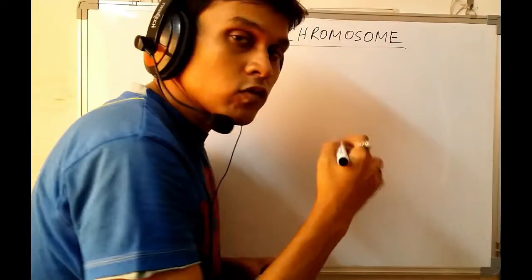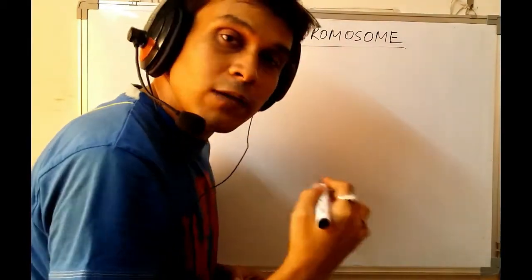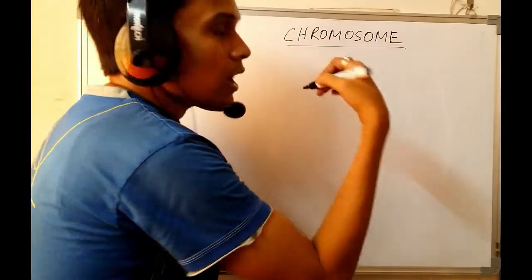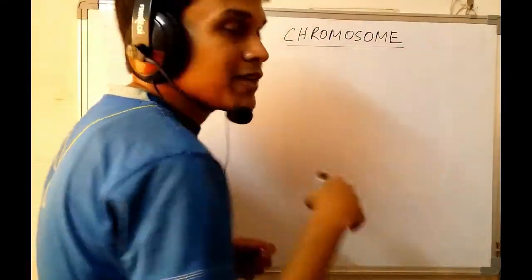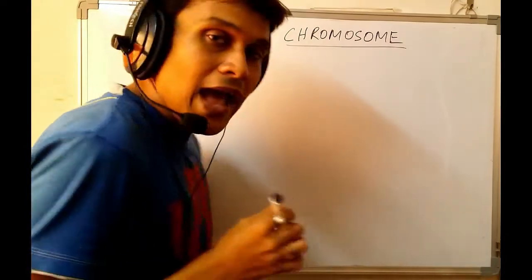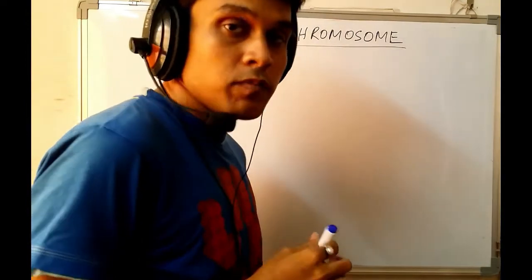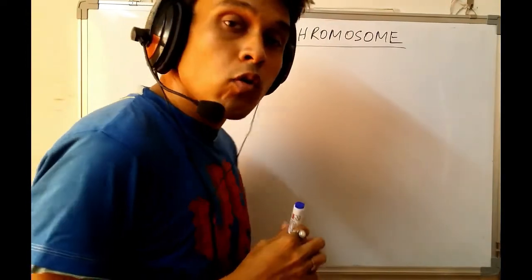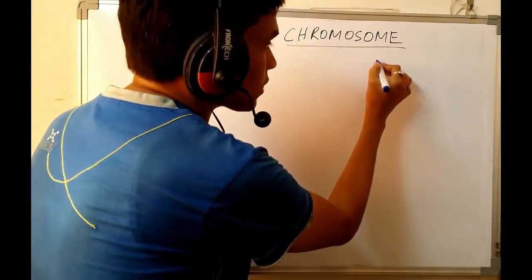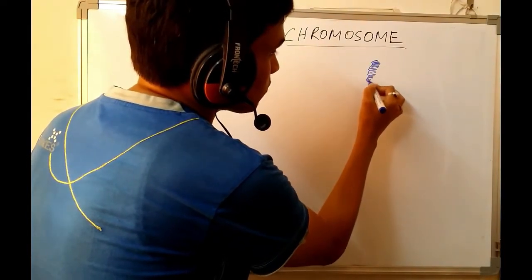So chromosome, the term came from the Greek words, chroma means color and soma means body. Color body, as you can stain this thing and observe it under an optical microscope. That is why it is called chromosome. So we know the structure of a chromosome. It is something like this.